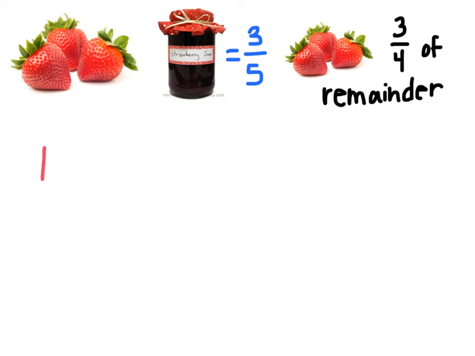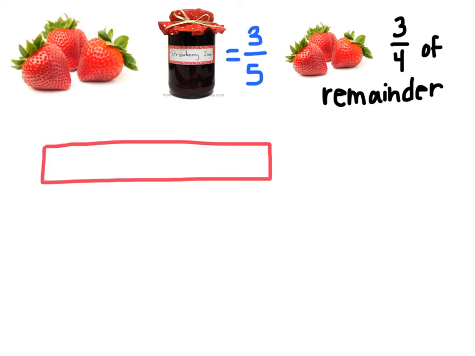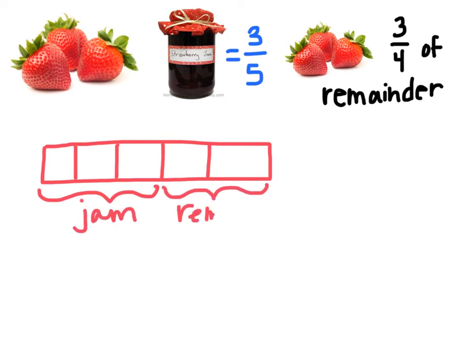Janice begins with a whole quantity of strawberries that we'll represent with 1 bar. She's going to use 3/5 to make jam, so let's divide this into 5 parts. 3/5 will be used for jam. 2/5 will be the remainder.